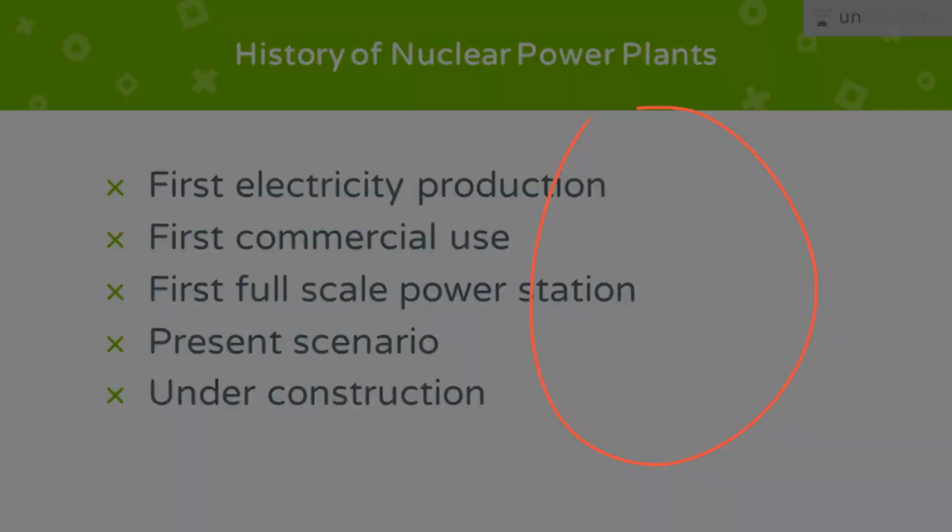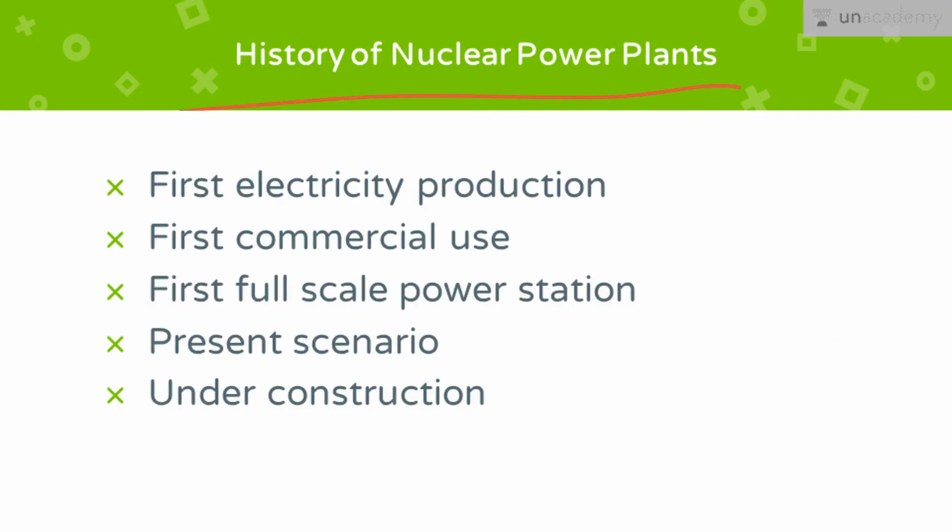So the history of nuclear power plants: the first electricity production was done on 20th December 1951 in USA. The first commercial usage of the nuclear power plant happened on June 26th, 1954 at Obninsk, Russia. The first full-scale power station was stationed at Kandahar, UK, Britain.